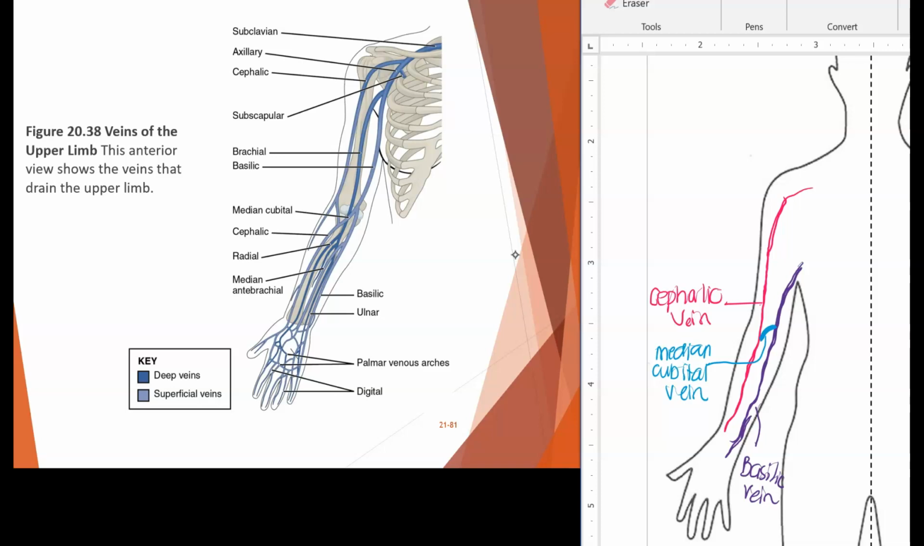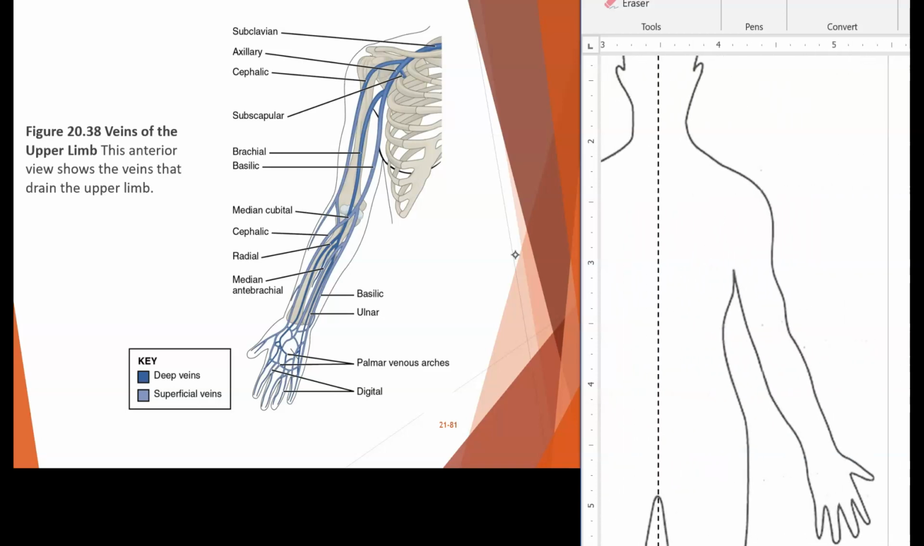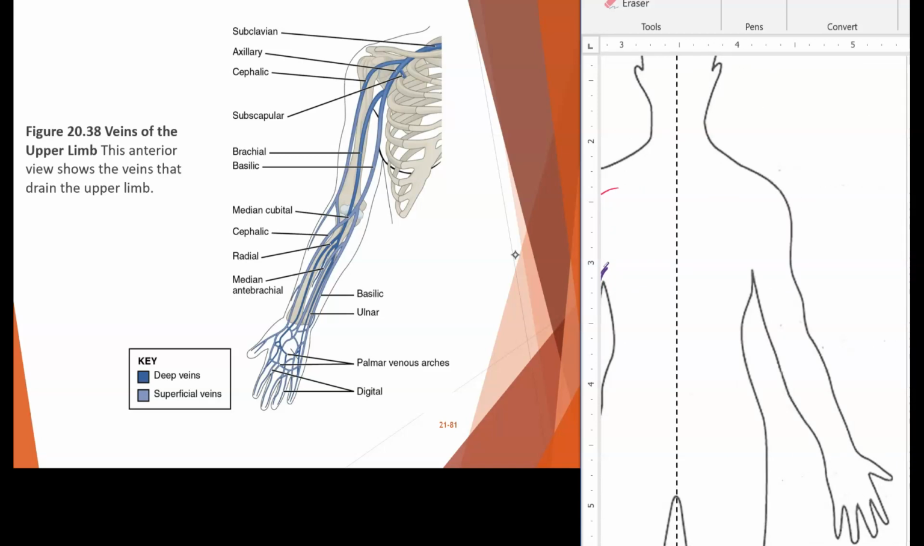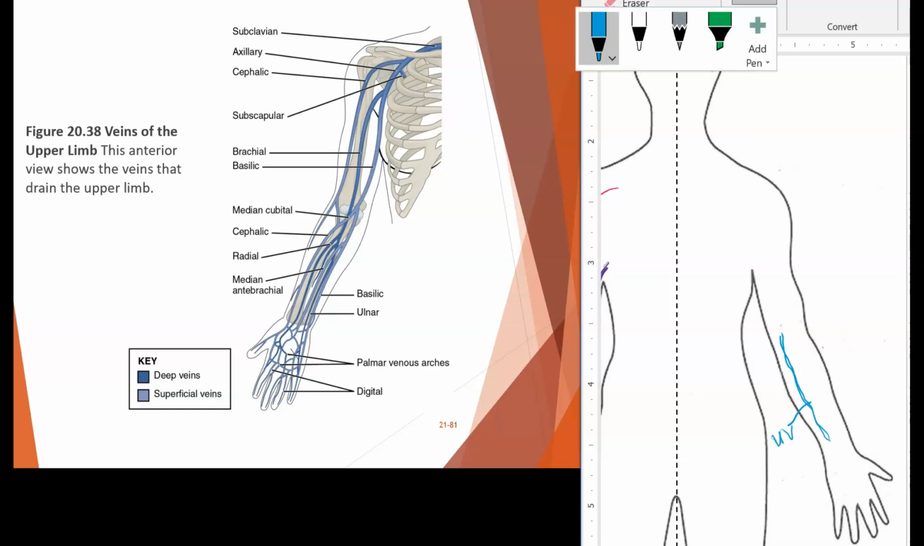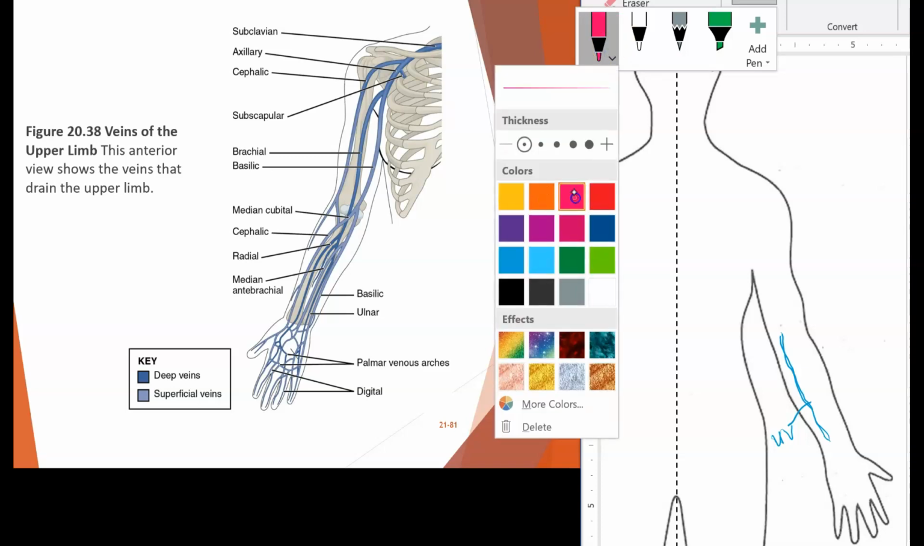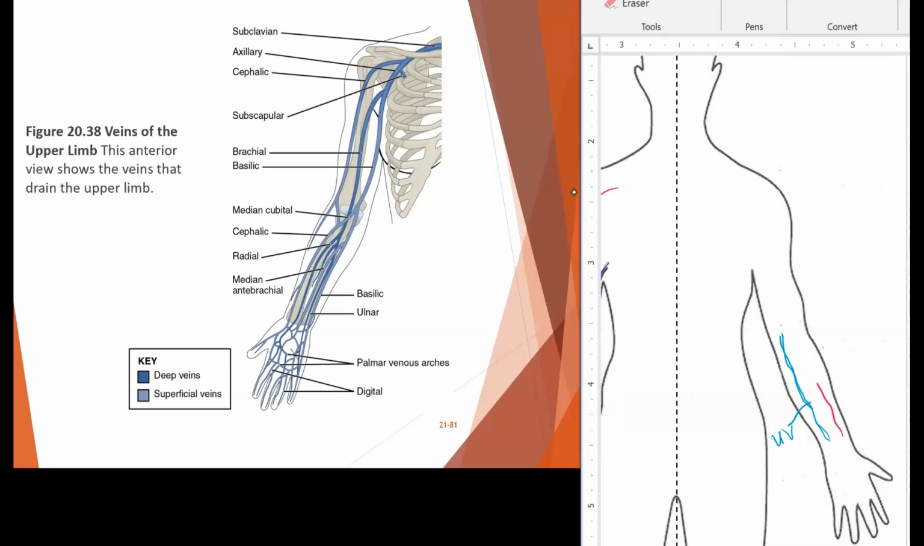Now we are going to go to the deep side of our body, and you're going to see that everything is going to copy our arteries. But what I'm going to do is start on the distal side, because this is the direction that blood is flowing. So here is going to be my ulnar vein. So UV for ulnar vein, again on the medial side of the forearm. And we have a radial vein, and notice how they're coming together here. There's my radial vein.